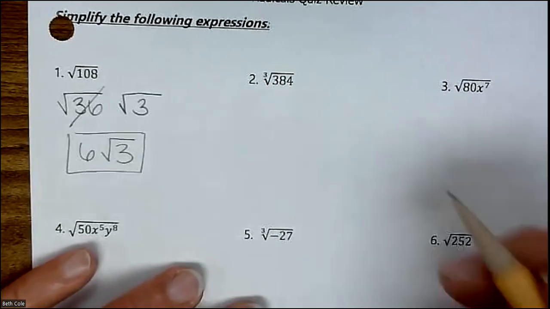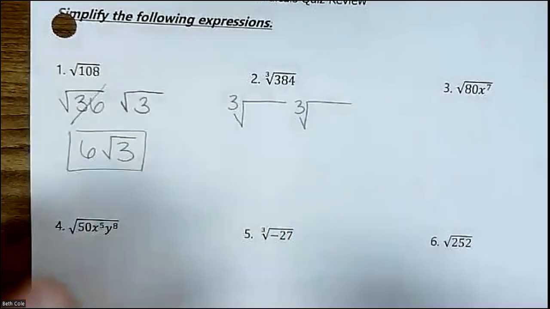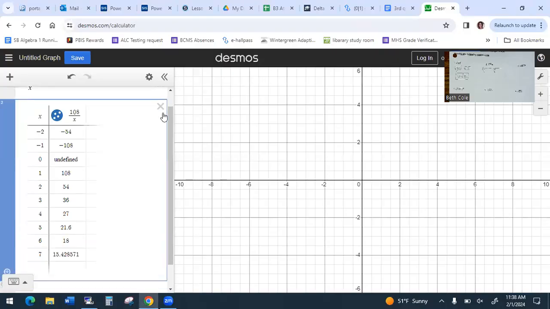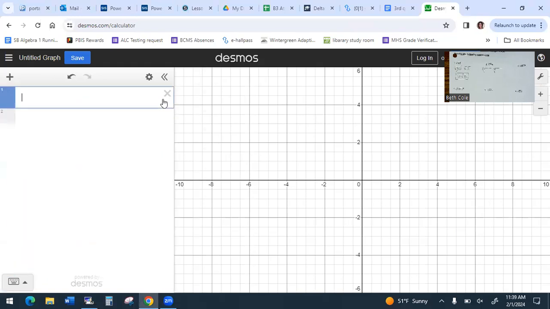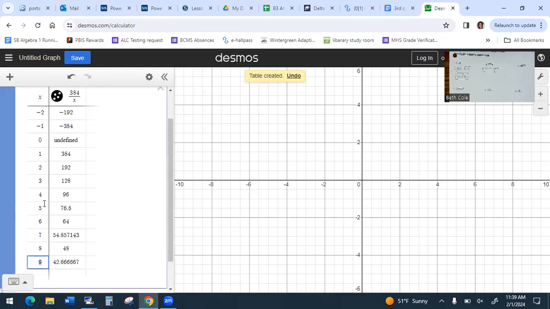Okay. For number two, draw yourself two little houses, but they have to be cube roots. So put that little three out front. I have to say, you guys have done awesome with that. I haven't had to really pressure anybody about putting that little three on there. Usually people forget to write that. All right, so I'm going to type 384 divided by X, get my table. Now you're looking at the cubes list because it is a cube root. Give everyone a few seconds to look.